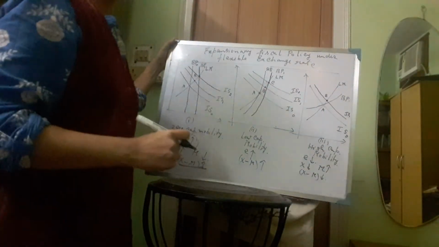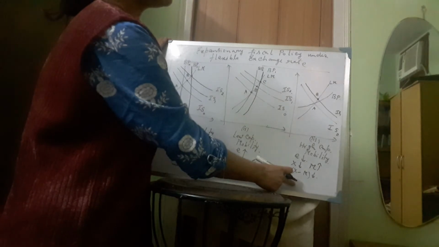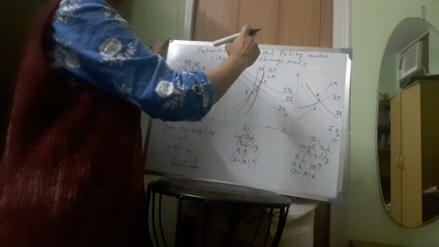Now when the nominal exchange rate is falling, that reduces the export and increases the import. So as a result X minus M will deteriorate. So X minus M will fall. When X minus M is falling, then the IS curve will be shifting in the leftward direction, and the fall in X minus M will shift the BP schedule to the leftward direction. So from this IS1, the IS curve will move back and the BP schedule will shift to the leftward direction.